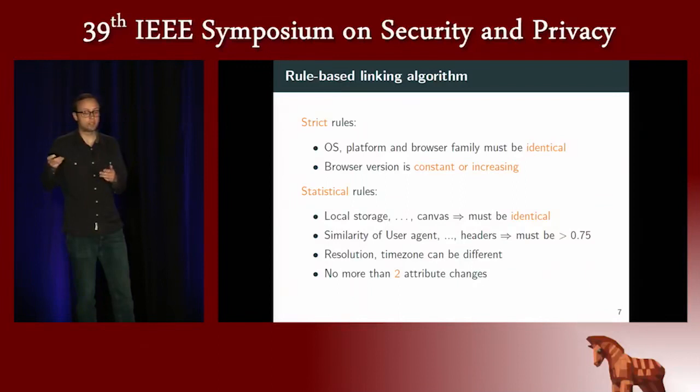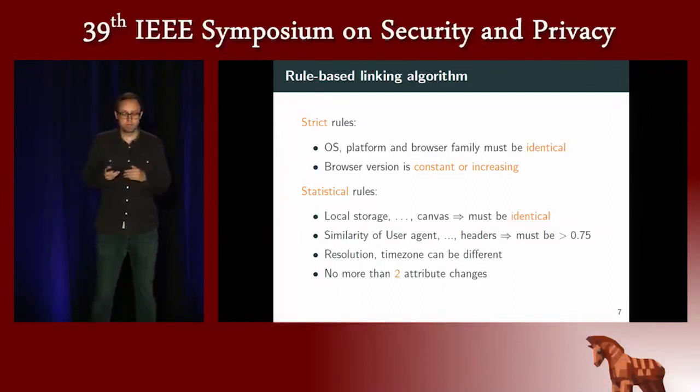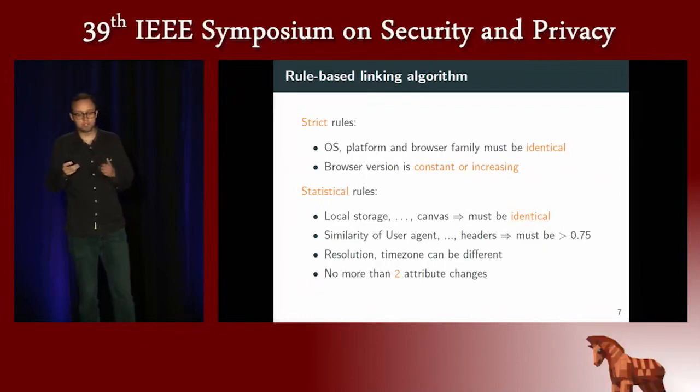This threshold has been chosen because of the only state-of-the-art paper, the Panoptic paper, that uses fingerprinting for tracking. And finally, for other attributes such as the resolution or the time zone, they can be different, and no more than two attributes can be different between the two fingerprints. The problem with this approach is that even though it performs quite well for tracking users, as we will see in the results in the evaluation part, it's difficult to create complex rules manually.